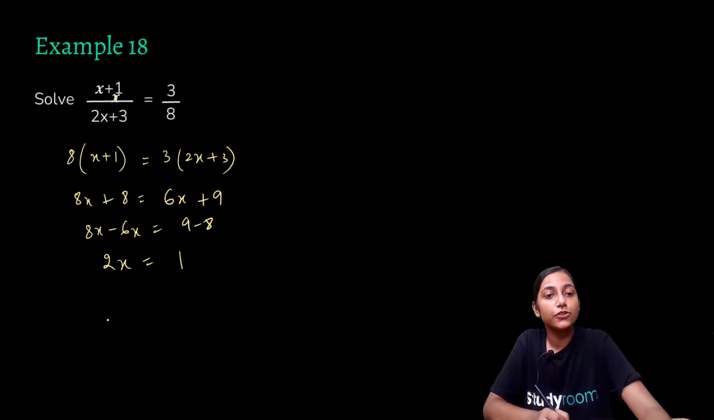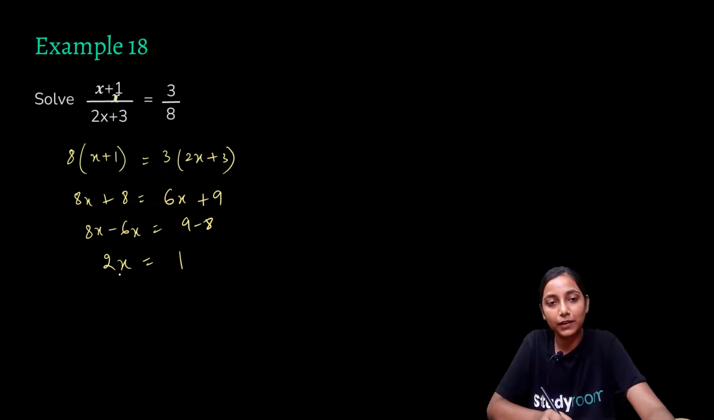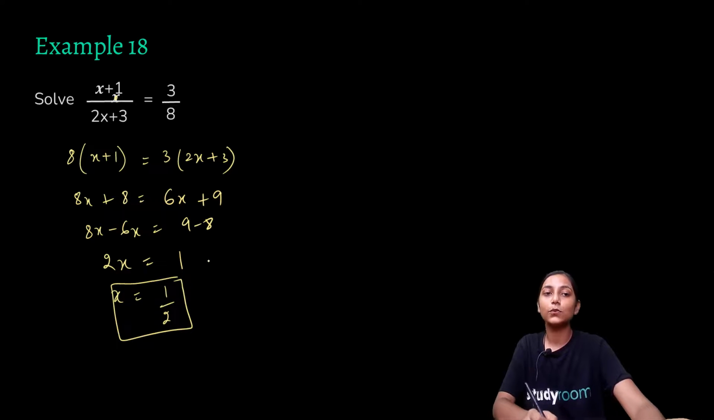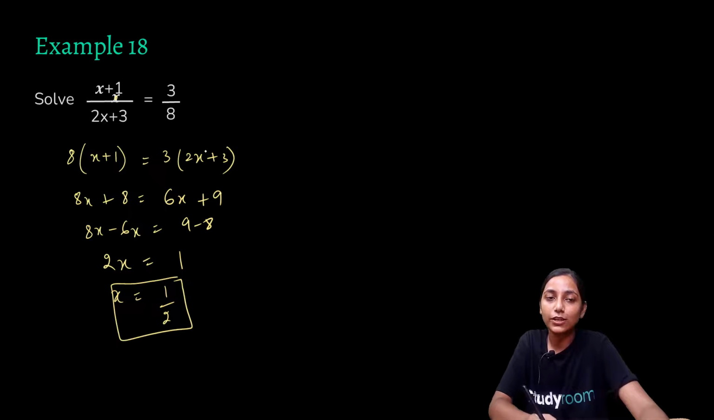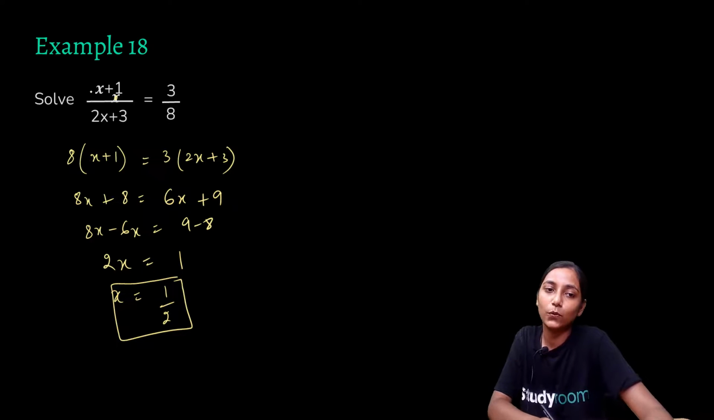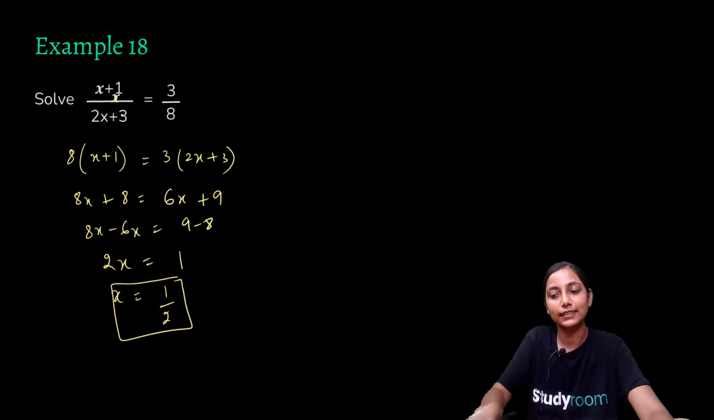Now, the third step was to divide both the sides by the coefficient of x. Here it is 2, so we'll be dividing both the sides by 2. This will become 1 by 2. So, x equals 1 by 2 is the solution of this equation. You can check this by putting the value 1 by 2 in the place of x.